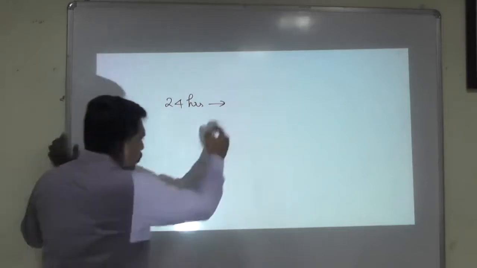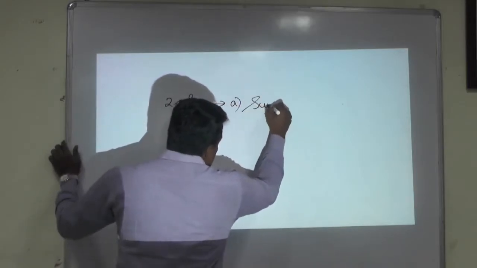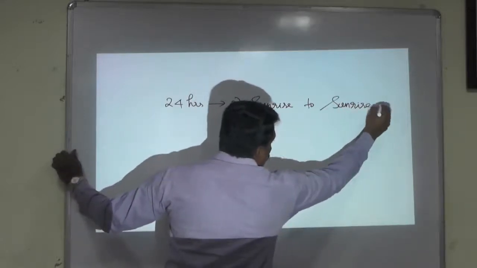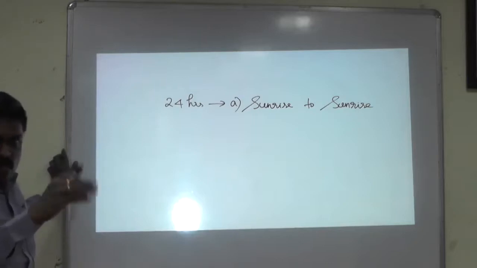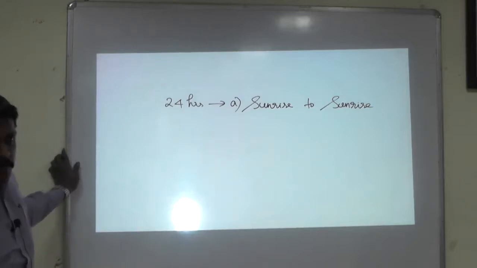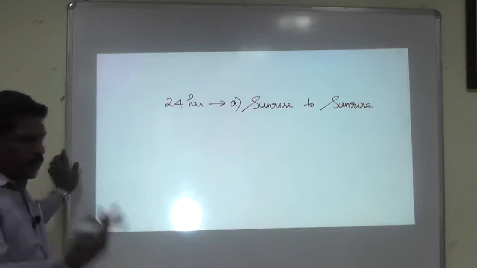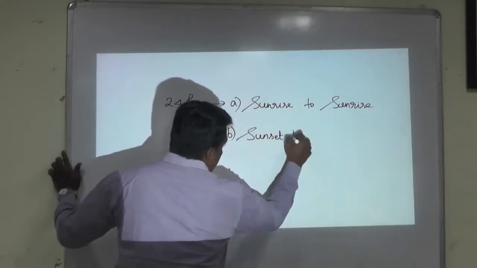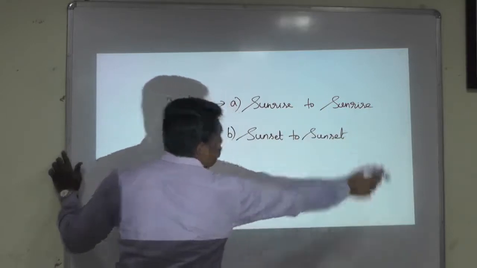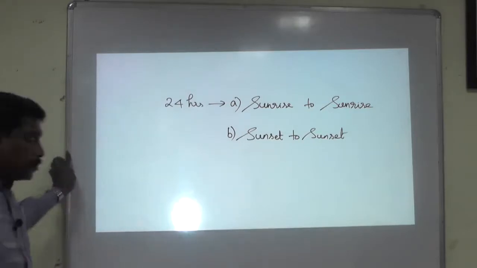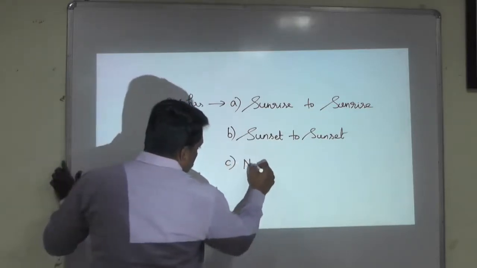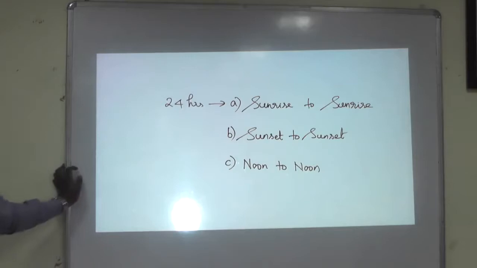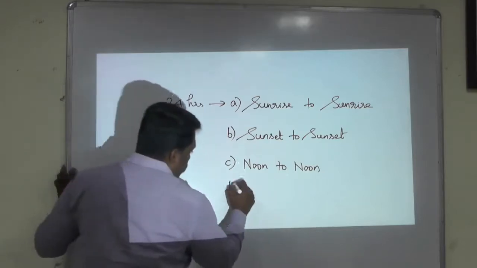Let me tell you. I am giving you option A: sunrise of today to sunrise of tomorrow, my friend. Today's sunrise to tomorrow's sunrise. Can it be 24 hours? Possible? Yes or no? There is a possibility. Option B: sunset of today to sunset of tomorrow. Possible? Possible. Option C: noon of today to noon of tomorrow. Possible? Possible. D: all of the above.